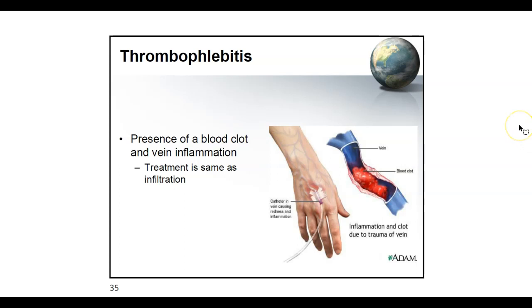All right, thrombophlebitis. Thrombophlebitis is basically a combination of things. With phlebitis, there is inflammation in the vessel, but with the thrombo part, there's a clot. So this is when there is a clot and the vein is inflamed. Treatment is going to be the same as infiltration. This is an example of thrombophlebitis. The catheter in the vein has caused some redness and inflammation, and then a blood clot starts forming in the area. Usually this is secondary to trauma. If it's in an area where the patient is always bumping it, then it can lead to thrombophlebitis. So basically, inflammation of the vessel with a clot.